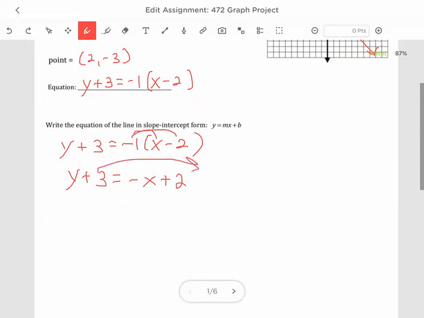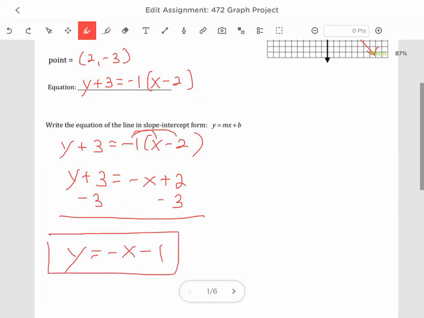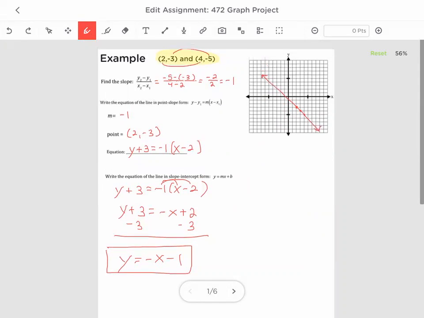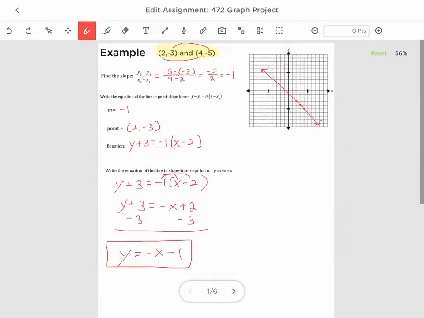And now I'm going to move this 3 over here. Okay, so I'll subtract 3 from both sides. So our final answer is y equals -x minus 1. Now a tie-in to what we did before. Remember, this means we have a y-intercept of -1. That makes sense with our graph. It's right there at -1. And we still have a slope of -1. Makes sense with our graph. Okay, so we're just changing it back from point slope to slope intercept form. All right, any questions on that?